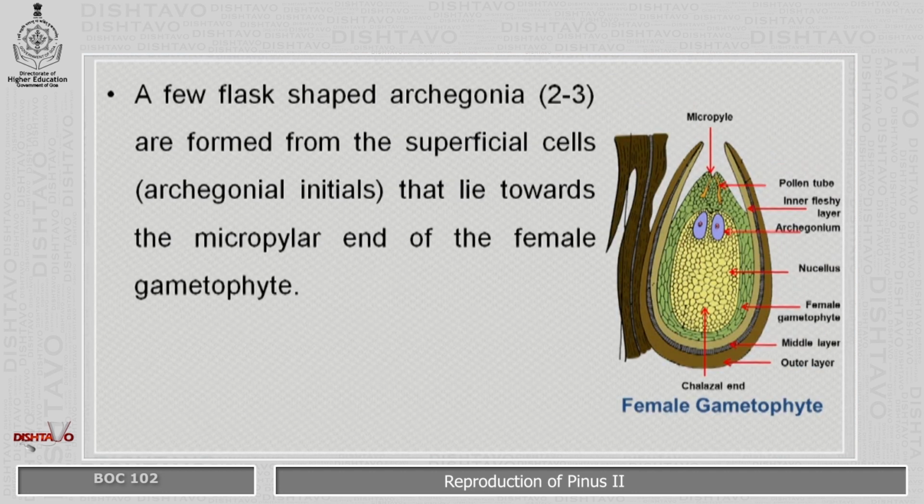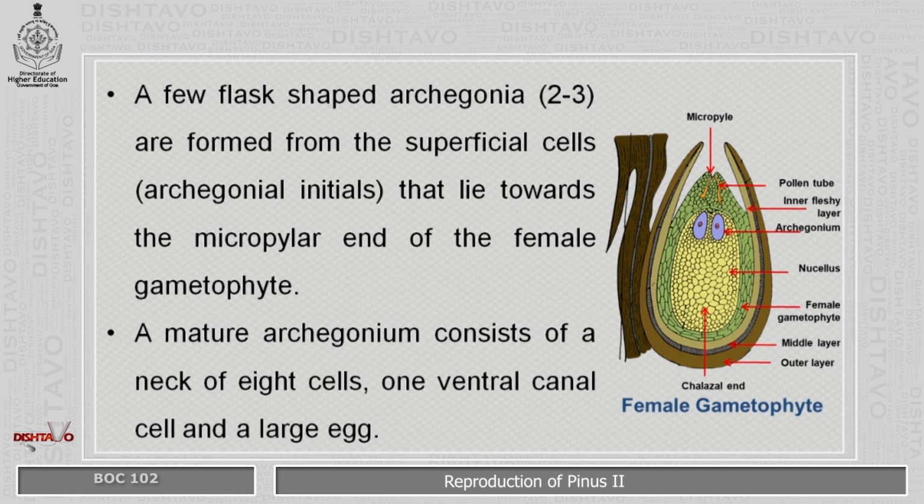A few flask-shaped archegonia, 2 to 3, are formed from the superficial cells, that is archegonial initials, that lie toward the micropyle end of the female gametophyte. A mature archegonium consists of a neck of 8 cells, 1 ventral canal cell and 1 large egg.